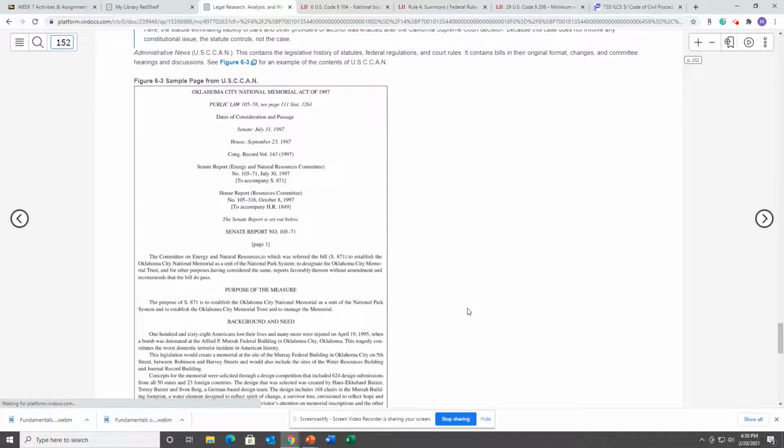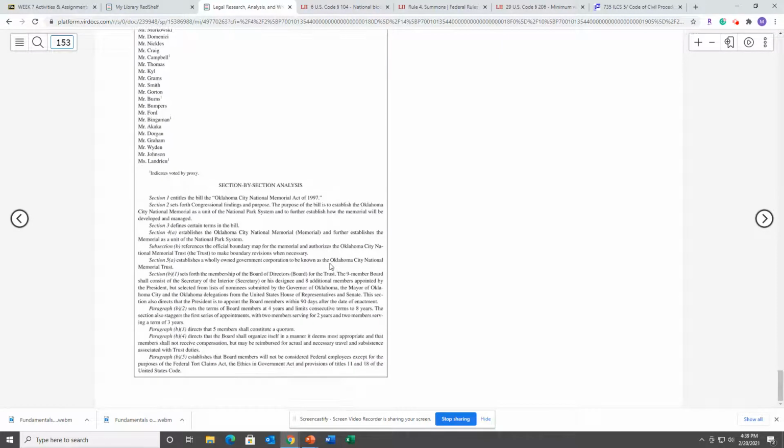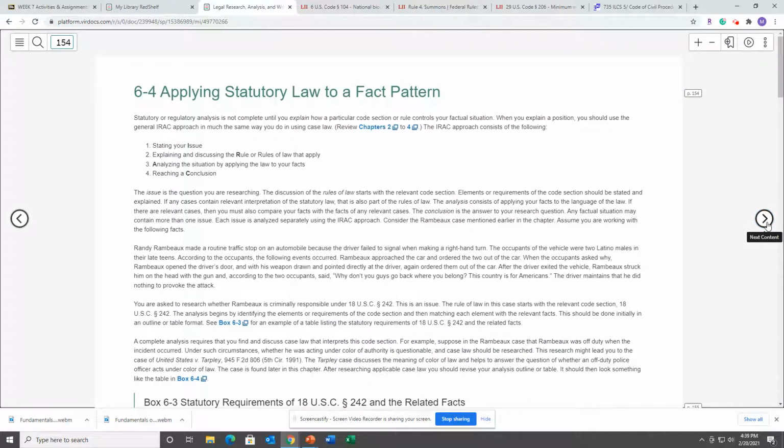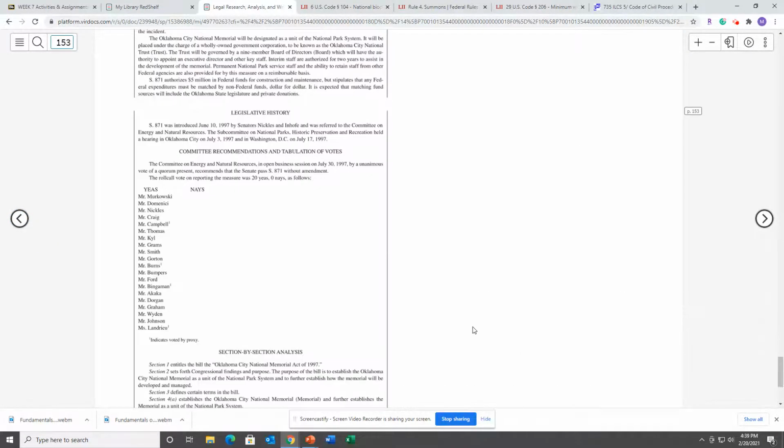Okay, so here's an example of what a piece of legislative history might look like. So for this Oklahoma City National Memorial Act, this is the public law. This is our Senate report. Recommendations. They're analyzing different terms in the law itself. So it can be helpful. Now, if you look as to what it means.